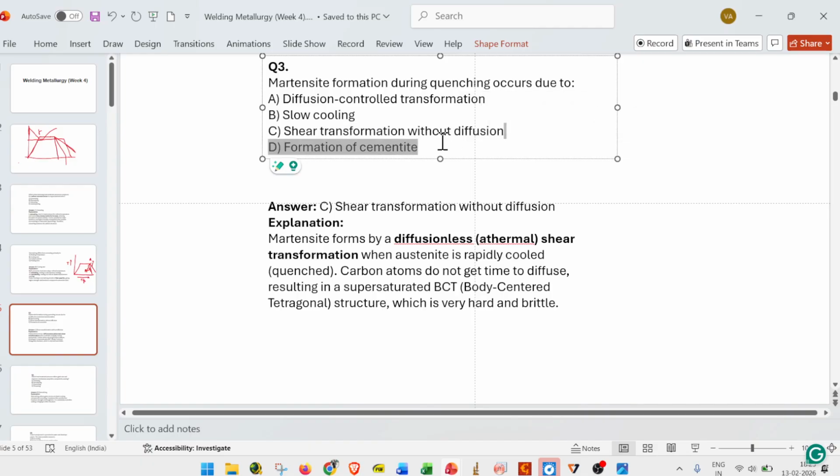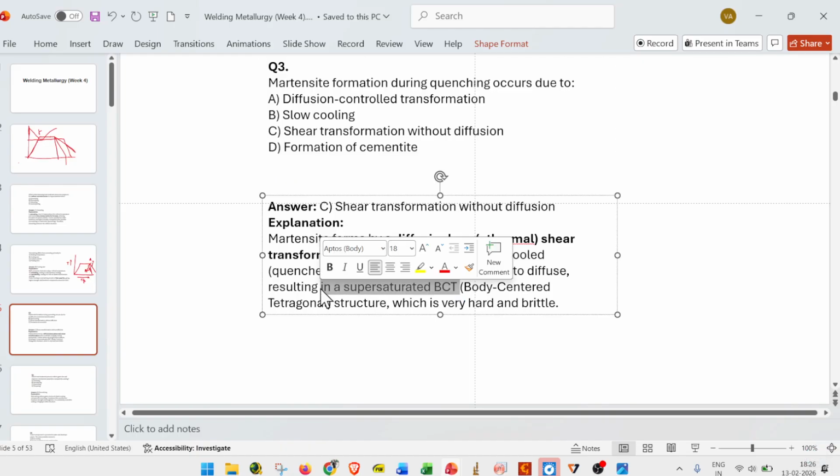Okay, diffusionless transformation. Formation of cementite, no. Formation of cementite is related to the amount of carbon percentage. So this is also not it. So the answer will be C. Martensite forms by diffusionless transformation when the austenitic phase rapidly cools and carbon atoms do not get time to diffuse, resulting in a supersaturated body-centered tetragonal structure, which is very hard and brittle.